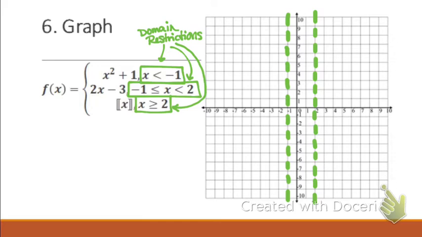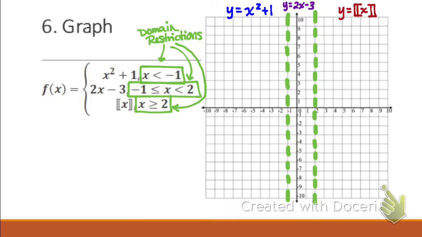Which of these functions occupies the leftmost side? X squared plus 1. Which function occupies this tiny little middle section? 2x minus 3. And the rightmost part? That is our step, our greatest integer function. So y equals the greatest integer of x.